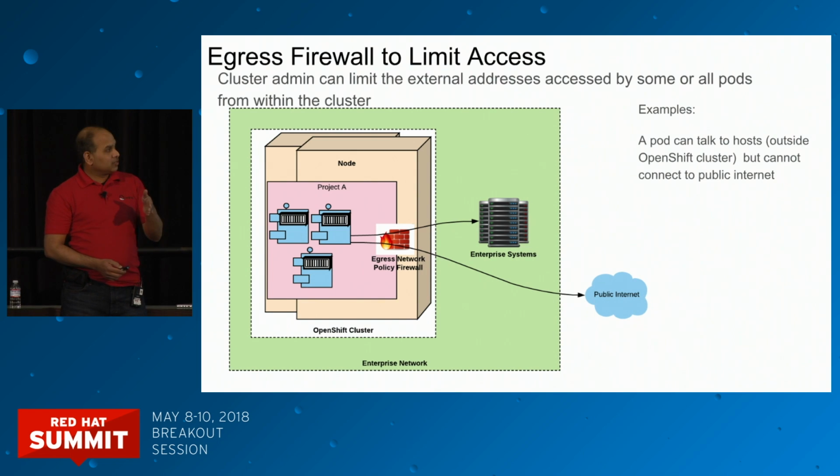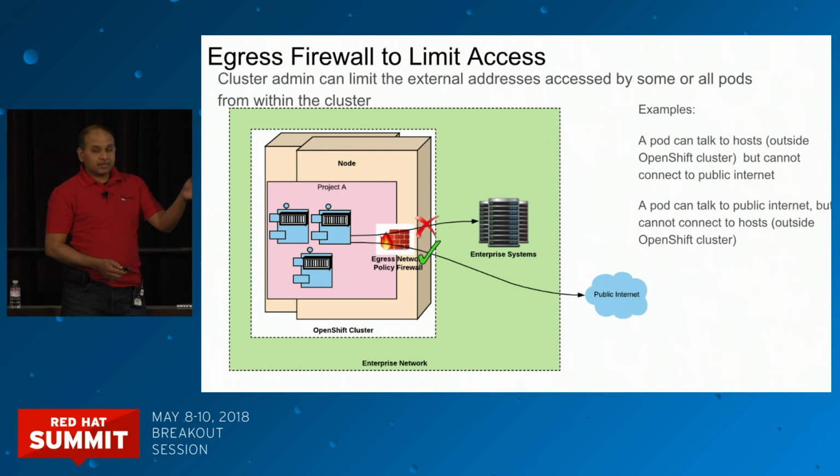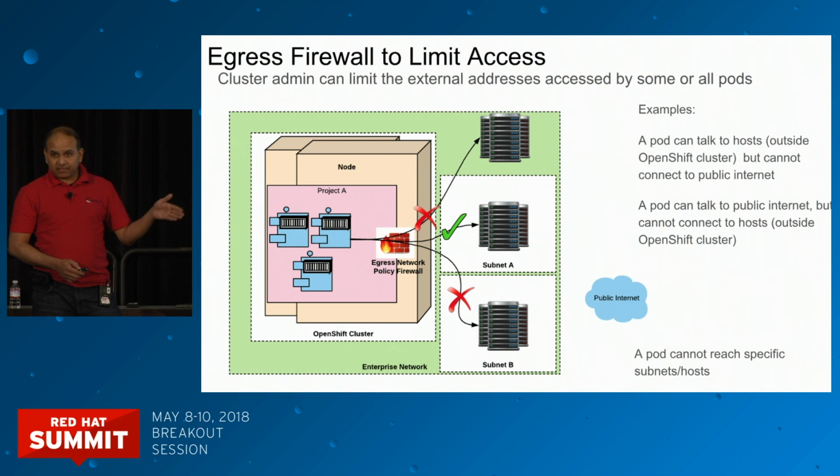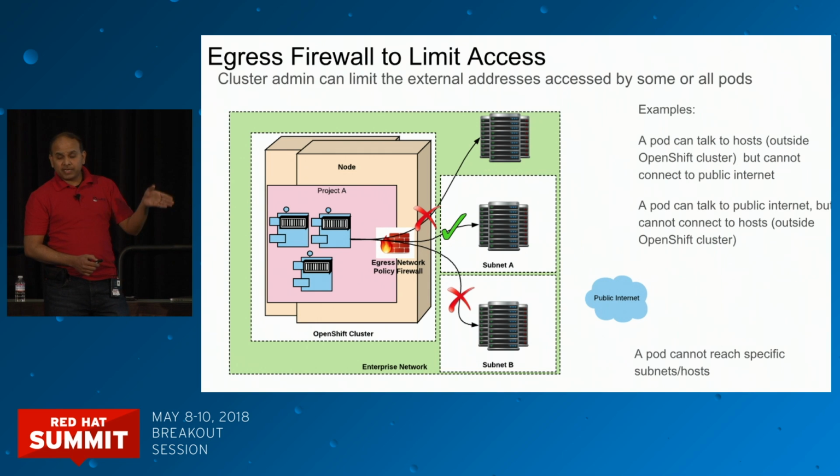Or you can set policies like, my pods can talk to the public internet but not to my external systems. Or I can control this at the subnet level. So my pods can talk to subnet A but not to subnet B or anything that is not in those subnets. So you can set up your specific firewall rules at the egress firewall level to limit access for traffic going outside.